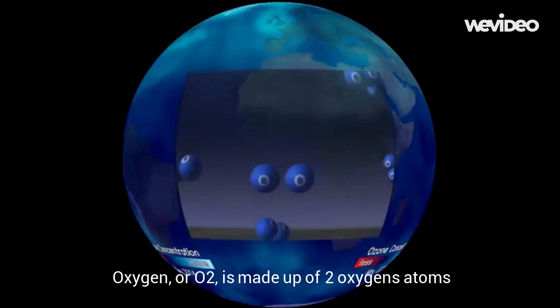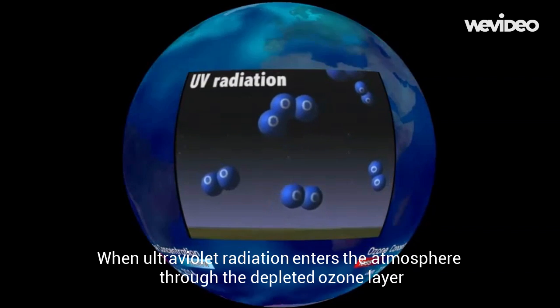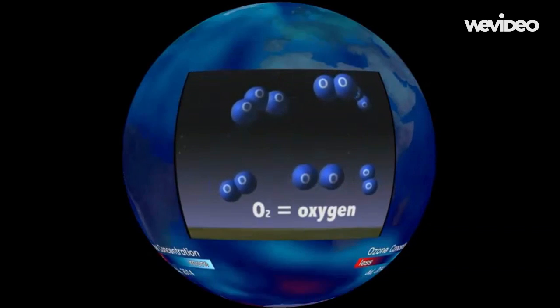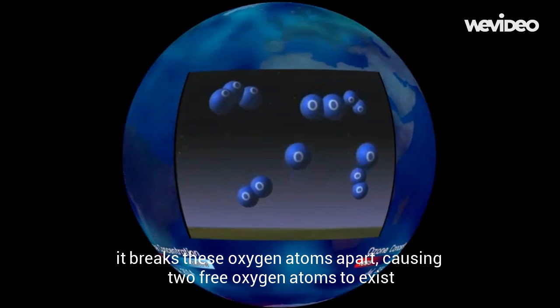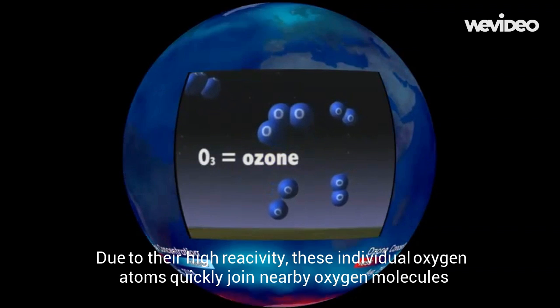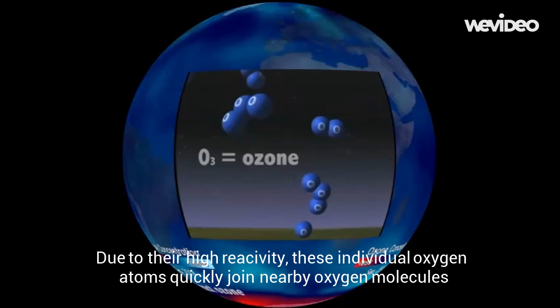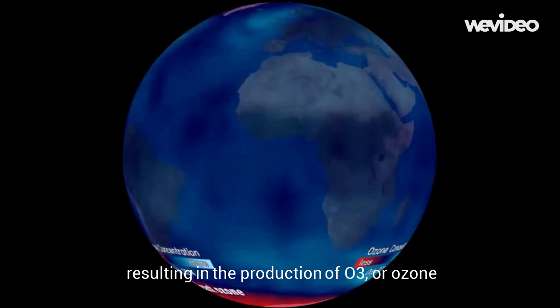Oxygen, or O2, is made up of two oxygen atoms. When ultraviolet radiation enters the atmosphere through the depleted ozone layer, it breaks these oxygen atoms apart, causing two free oxygen atoms to exist. Due to their high reactivity, these individual oxygen atoms quickly join nearby oxygen molecules, resulting in the production of O3, or ozone.